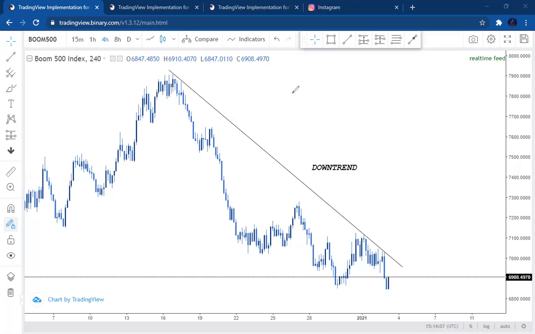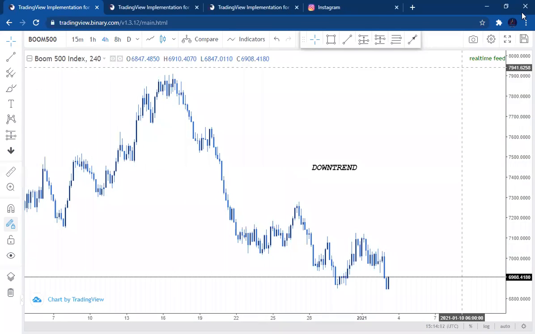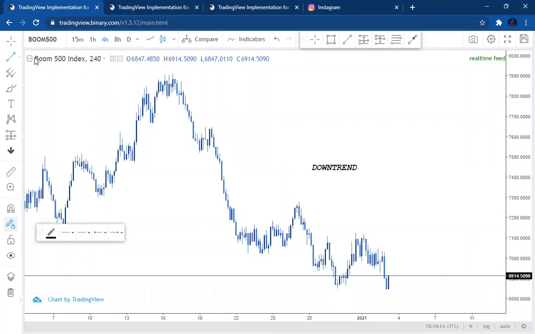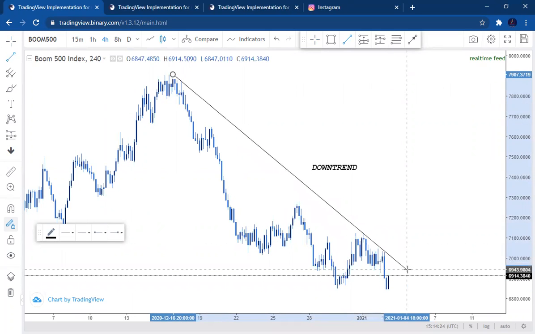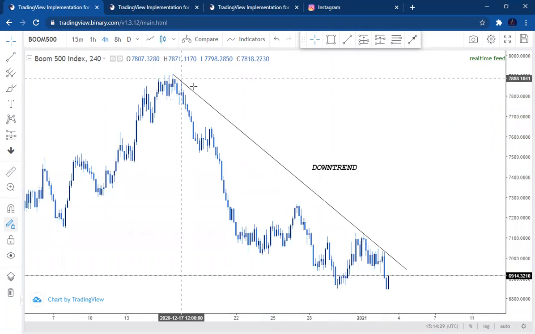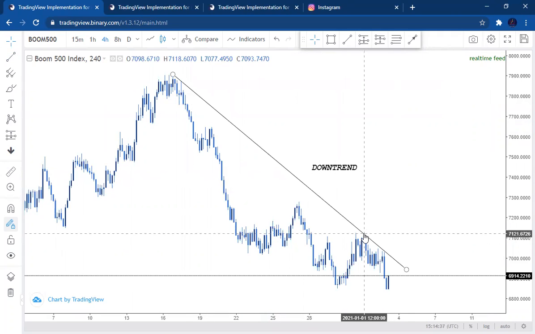Okay, let me just remove the trend line and draw it again so that you see how I did it. Click on the trend line tool to locate the first point, which is this place. Click on it, then drag. You can see it right there. So this trend line acts as a guide. It has guided you and lets you know that this particular trend is to the downside. You can see it.